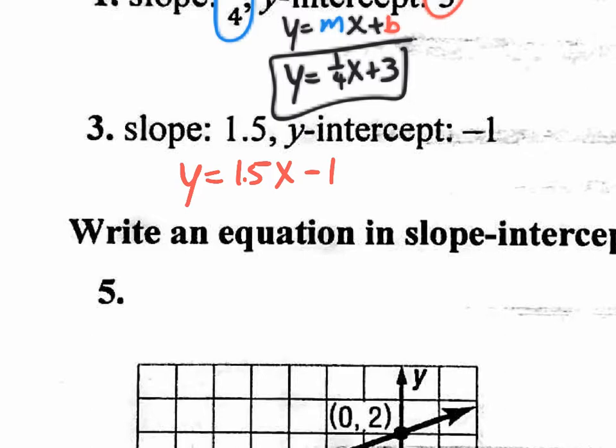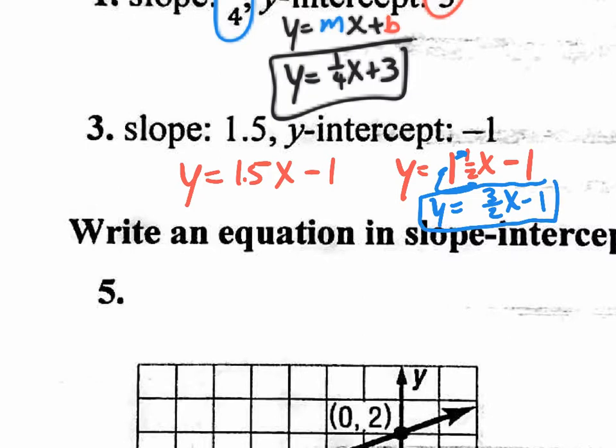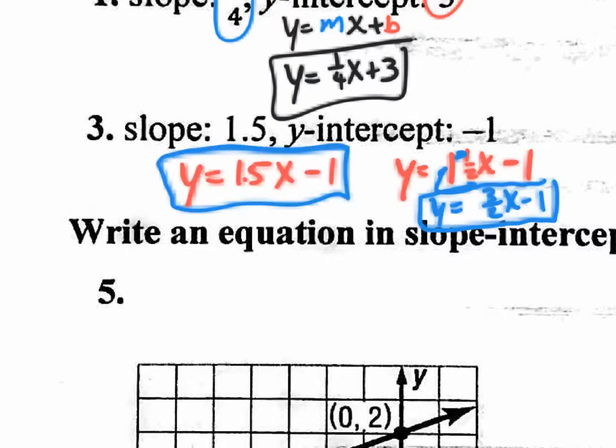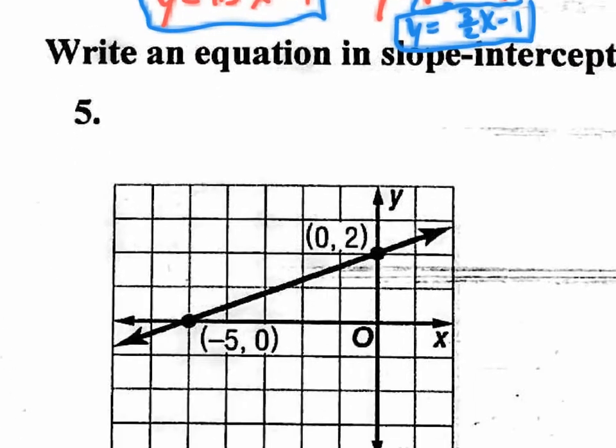If you wanted to write it as a fraction, it could be y equals 1 1/2 x minus 1. But then the 1 1/2 is a mixed fraction, and you just want rise over run. You don't want that extra whole number of 1 out there. So you'd have to go 2 times 1 plus 1. So that would actually be 3/2 x minus 1. So if you wanted to write it as a fraction, it would be y equals 3/2 x minus 1. Or I think in the back, they leave it as a decimal. Do they? So either one's acceptable.